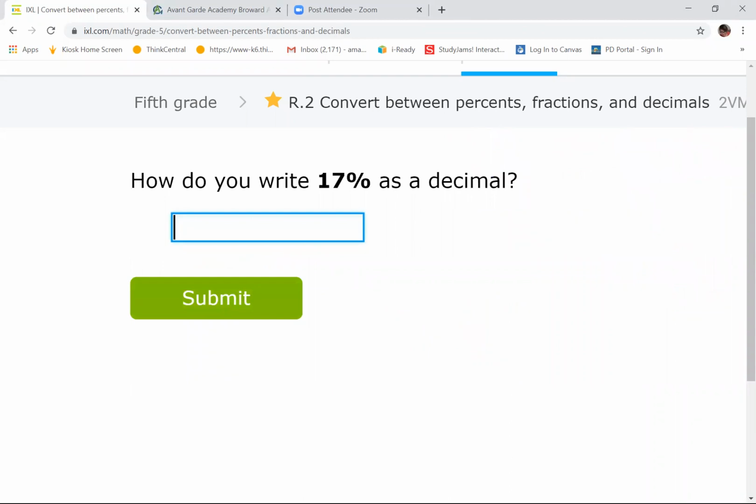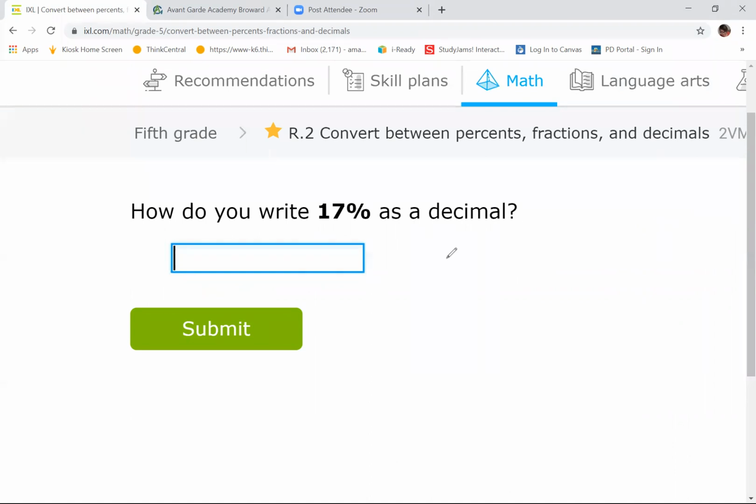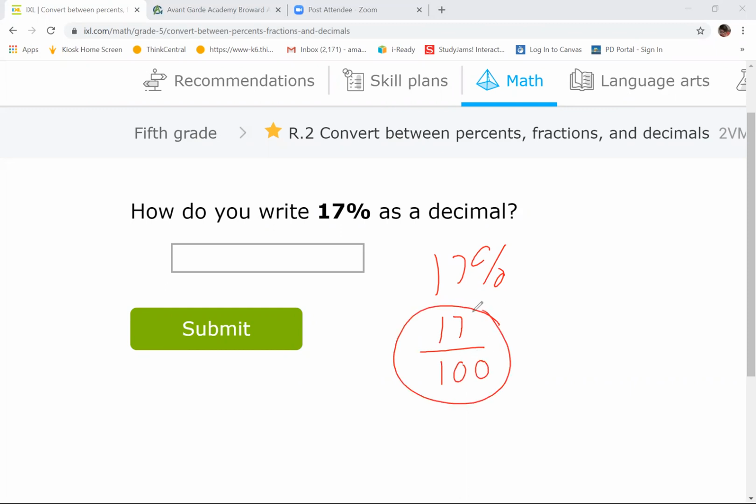Okay, 17% as a decimal. Holler out the answer, please. I didn't hear a lot of hollers. 17% is the same as 17 out of 100. Now I can see it's a little bit easier to make that decimal. 17 out of 100, 17 hundredths. When I see it this way, it's easy for me to write it this way. That's why I want you to have that paper and pencil. 0.17, submit.